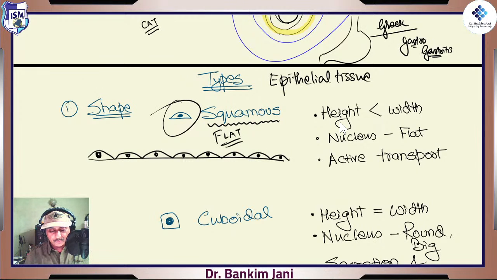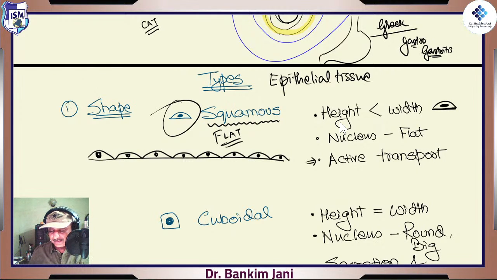So in case of squamous, they are flat. So obviously their height would be less than their width. So that's how it looks, right? Width is more, height is less. And the nucleus is flat. So this is what is called the flat nucleus. Nucleus is also flat. The cell is also flat. And we say that their main purpose would be active transport.